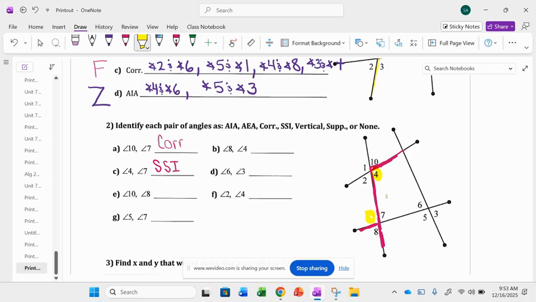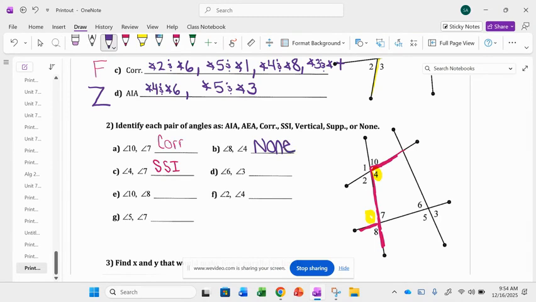How come this isn't alternate exterior? Good, because the 4 is not exterior. The 4 is inside. It's interior. So this can't be alternate exterior. So this is none. Or was it 8? Oh, I did 4 and 8. Sorry. Oh, no, that's letter B. I just wrote it in the wrong spot. Okay, none. B is none.